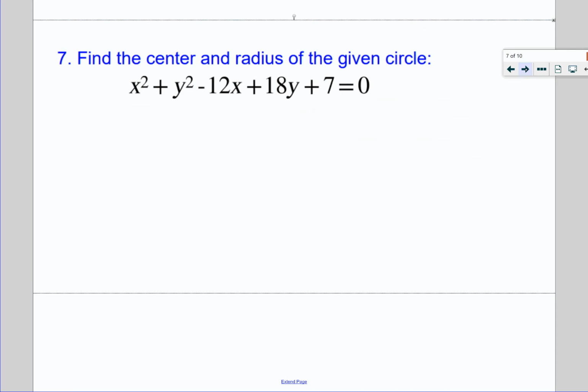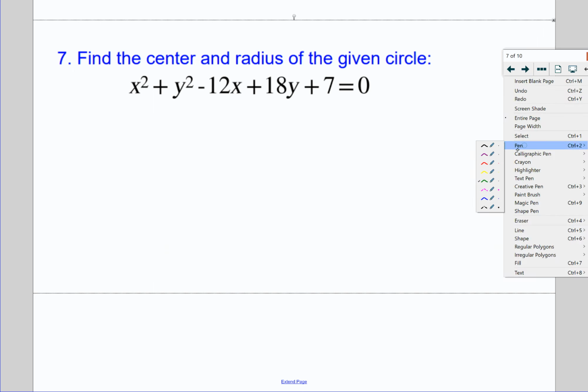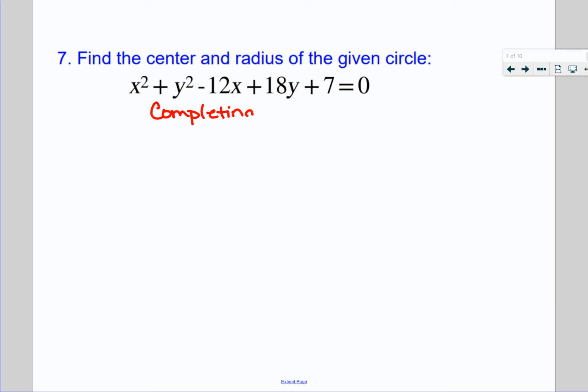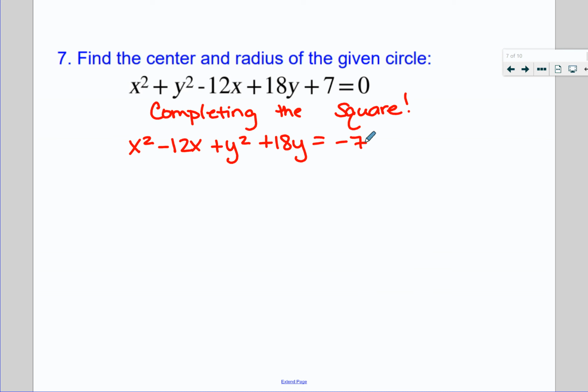Okay. Number 7, find the center and the radius of this circle. This involves completing the square. If you need to look back in your notes. Okay, so we're going to review the steps to completing the square. Step number 1 is we're going to group our x's together and our y's together. So that looks like x squared minus 12x if I put my x's together. My y's, y squared plus 18y. And then if you have any constant terms, numbers that don't have a variable, you're going to put those on the other side. So negative 7 is going to go on the other side of my equation.